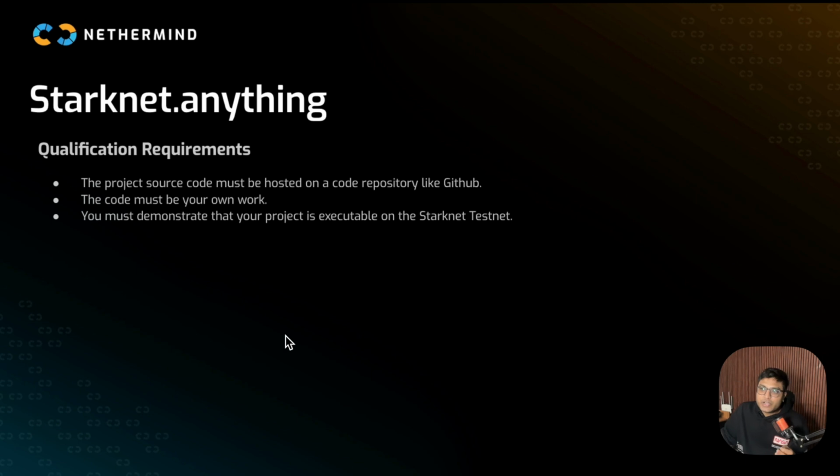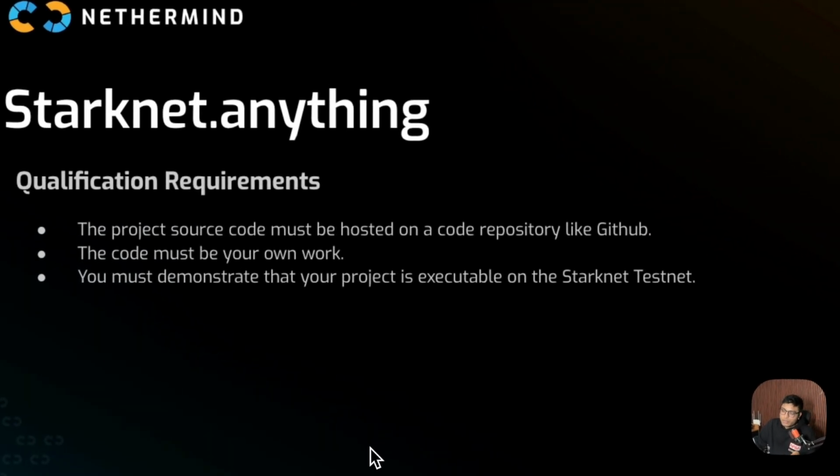The qualification requirements for the StarkNet.anything bounty are pretty simple. The project source code must be hosted on a code repository like GitHub. The code must be your own work, and you must demonstrate that your project is executable on StarkNet testnet and is working fine completely there.